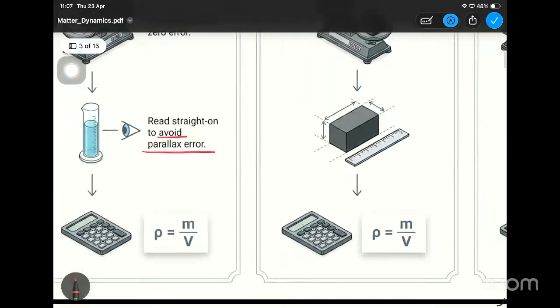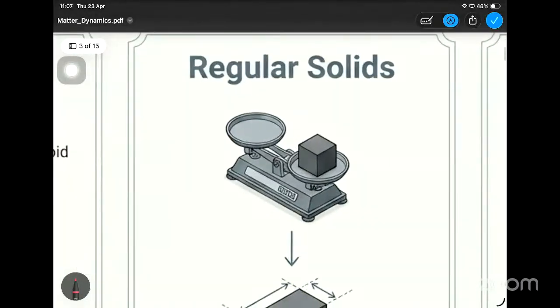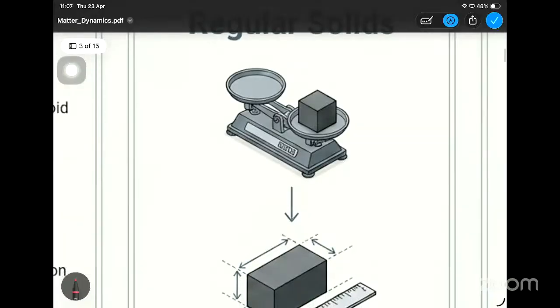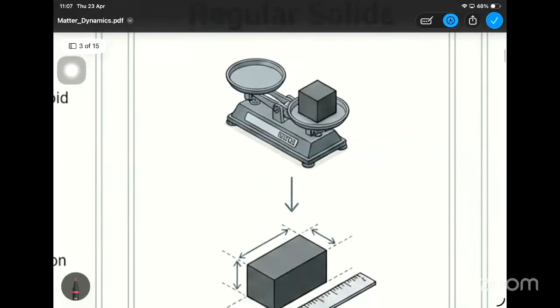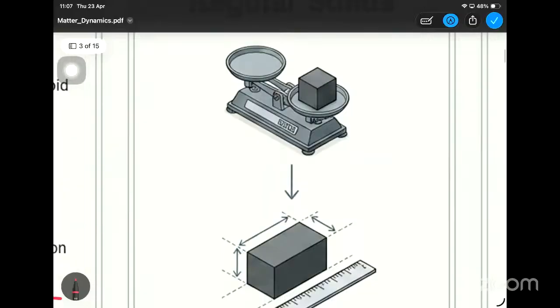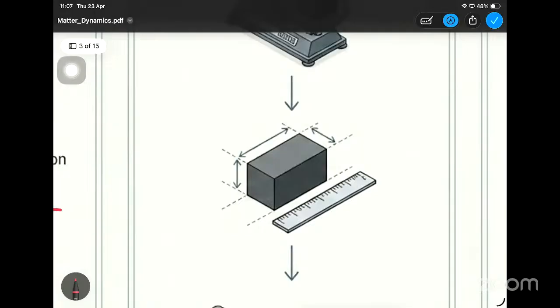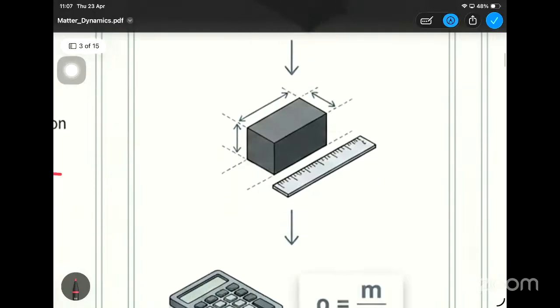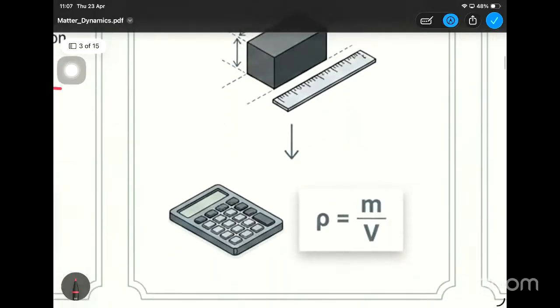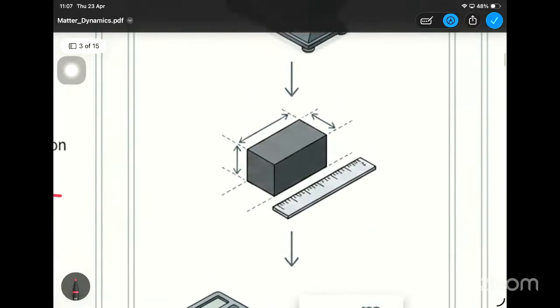When it comes to regular shaped objects, the object is placed on the balance pan first, and you measure the mass value. Then, since it is a regular shaped object, we can measure the volume as well. If you know the width, length, and height, then you can get the volume value. So you know the mass and you know the volume, then you can go for the density measurement, right?